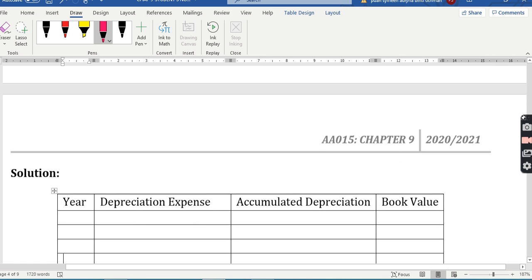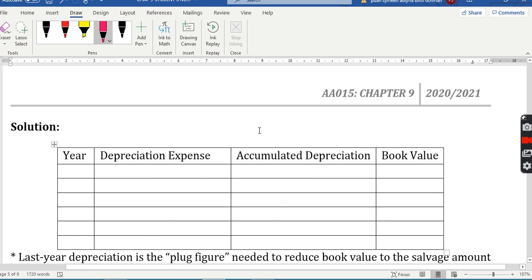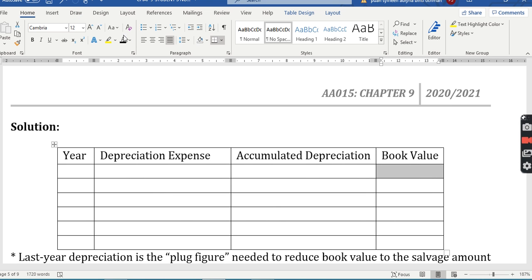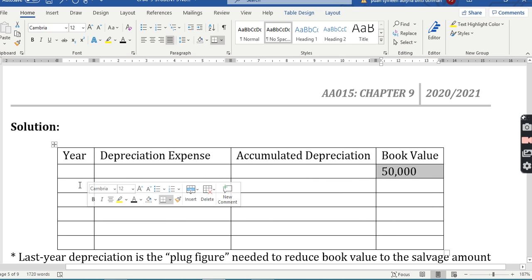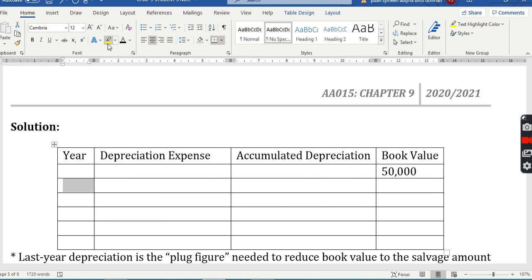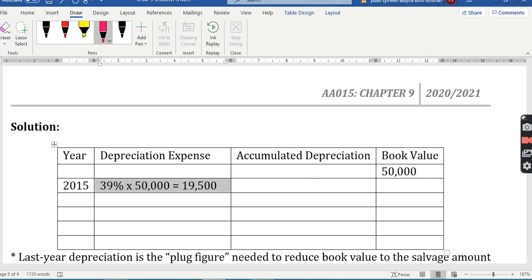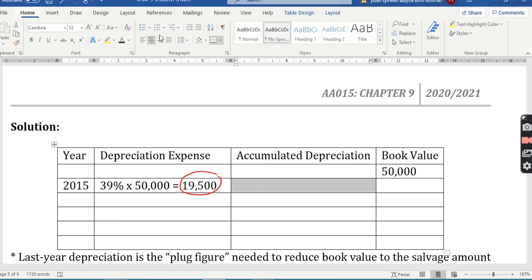Okay, so for the solution, the amount of the asset is 50,000. For the first year of the asset, that is 2015, the depreciation is 50,000 multiplied by 39%. This is where you get 19,500. So this is the depreciation expense for the first year. The accumulated depreciation for this year is 19,500 as well, because this is the first year.